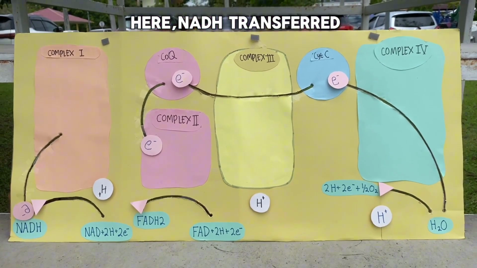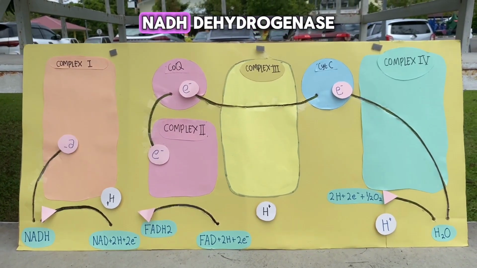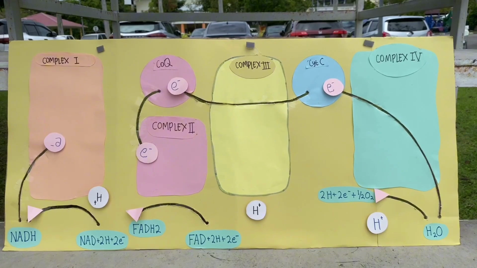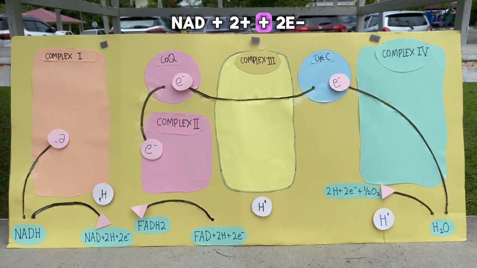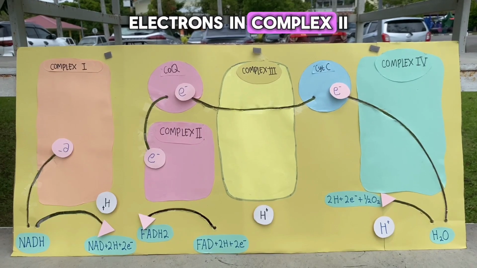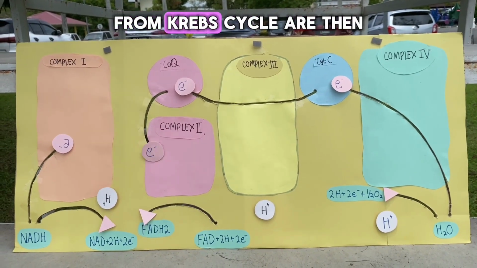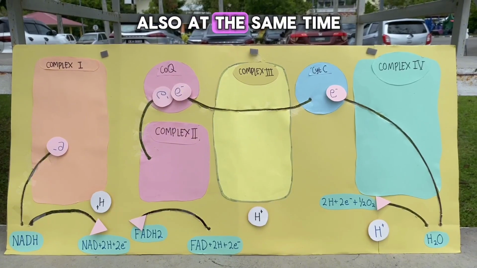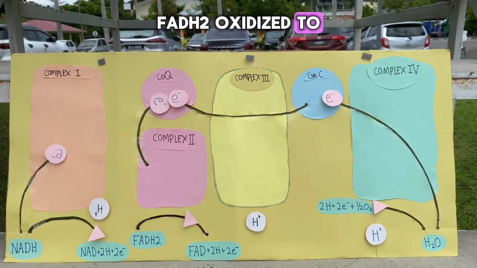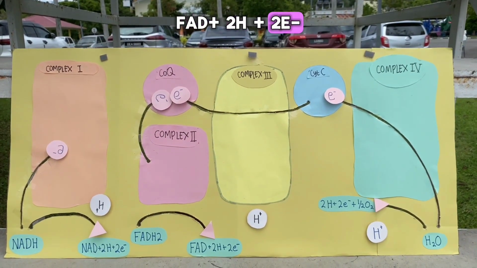Here, NADH transfers electrons to NADH dehydrogenase complex 1. NADH is then oxidized to NAD+ plus 2H+ plus 2e-. Electrons in complex 2 from the Krebs cycle are then transferred to coenzyme Q. Also, at the same time, FADH2 is oxidized to FAD plus 2H+ plus 2e-.